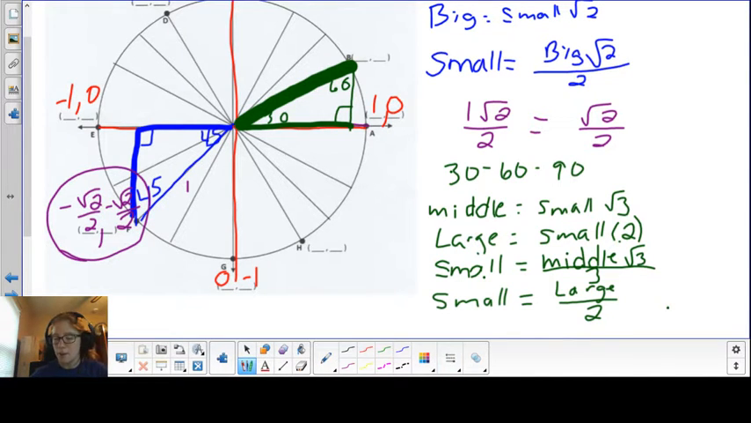So let's go ahead and start putting some numbers places. Again, what do we know about this circle? What pieces of information do I have?